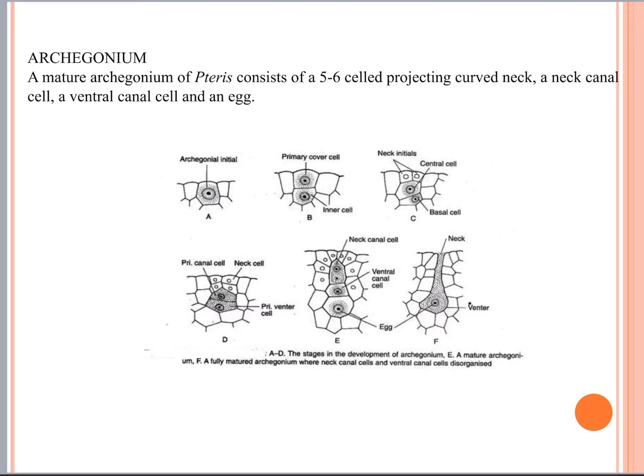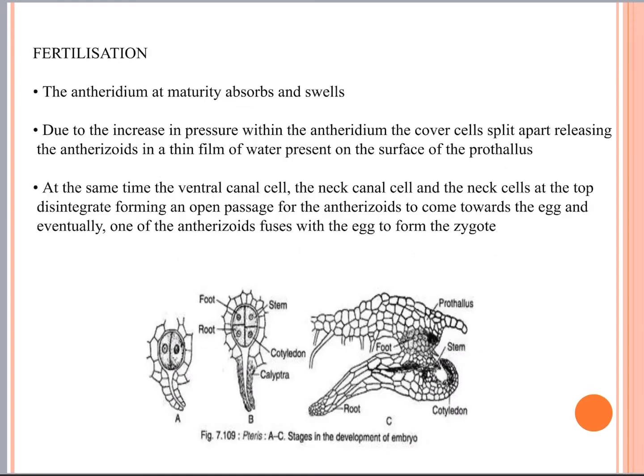The archegonium of Pteris consists of 5 to 6 cell projecting curved neck or neck canal cell and a ventral canal cell. Here you can see this central egg, then we have the ventral canal cell here, then a neck canal cell. This is the structure of a mature archegonium. Once they mature, what happens?